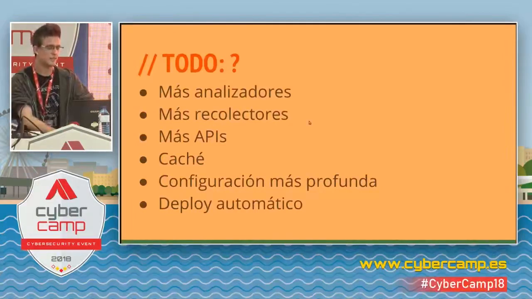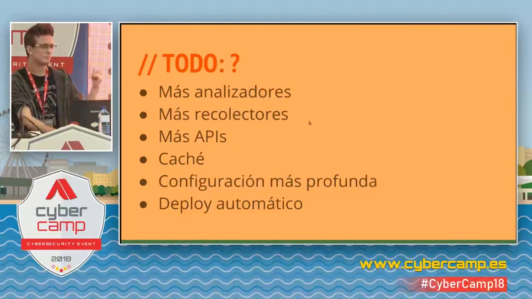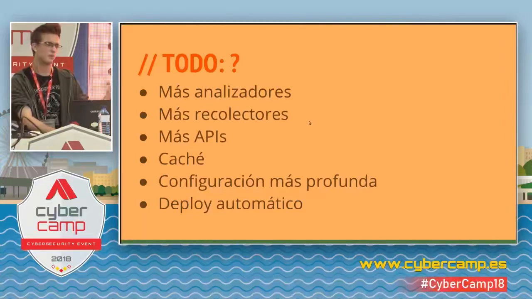Well, we've met every goal here. So we just need to have more analyzers, but we have an interface that can be used for any language, so it would be negligible. More collectors, same, we have the certificate transparency. So database, files, easy to implement, more APIs. We've seen just two, gRPC and HTTP.